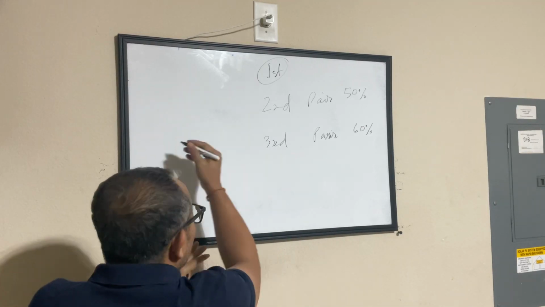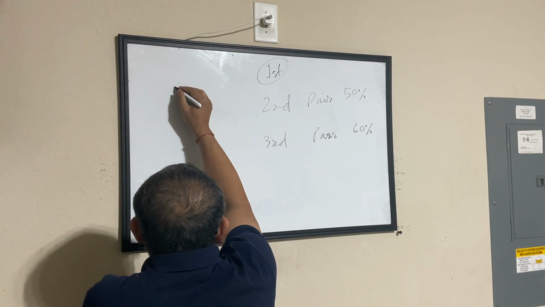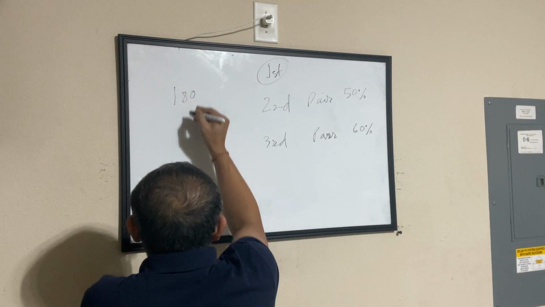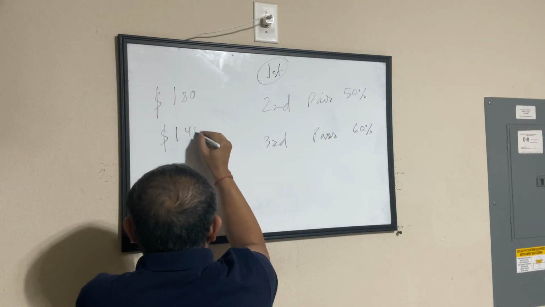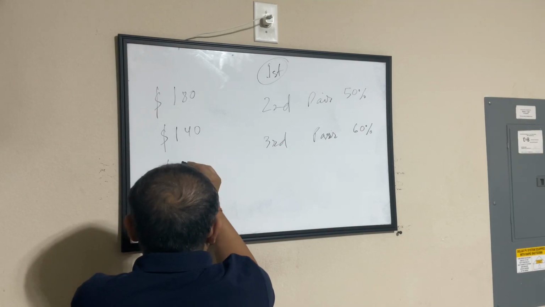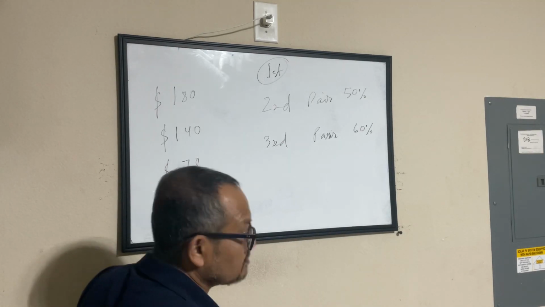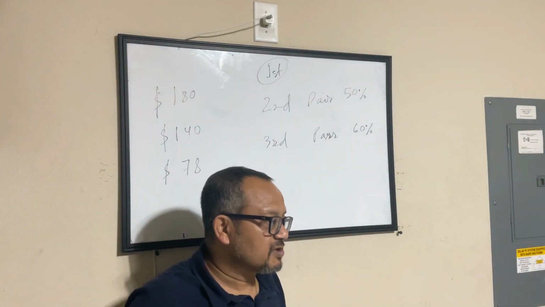Now, you picked up 3 shoes. One is $180. One is $140. Another one is $78. Now tell me how much you have to pay.